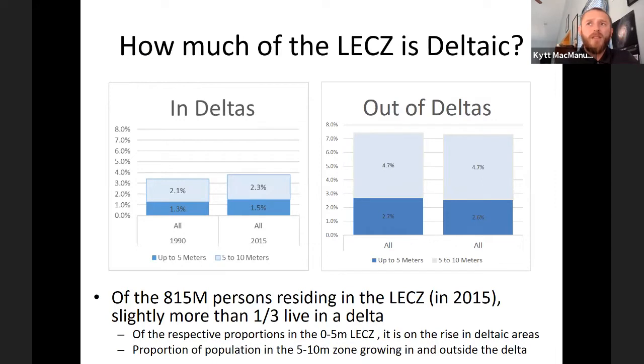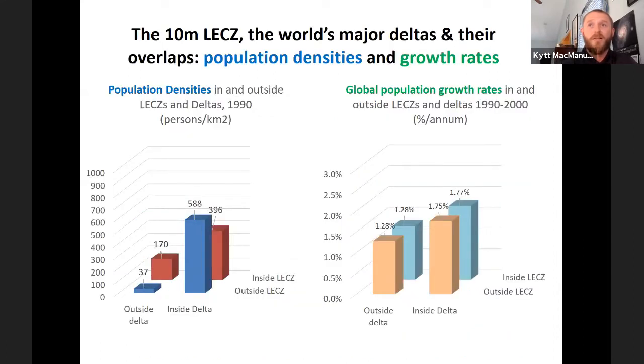So we want to ask how much of the LECZ is deltaic. Globally, if there are 815 million people residing below 10 meters in 2015, about a third of them live in the deltas. Of the respective proportions in the 0 to 5 meter zone, it's on the rise in deltaic regions, and the proportion of population in the 5 to 10 meter zone is growing both inside and outside of the delta. Here, we have some images that show 1990 and 2015, both inside and outside of deltas, by 5 meters and 10 meters. And you can see that it's growing everywhere, but faster inside the delta in the 10 meter LECZ.